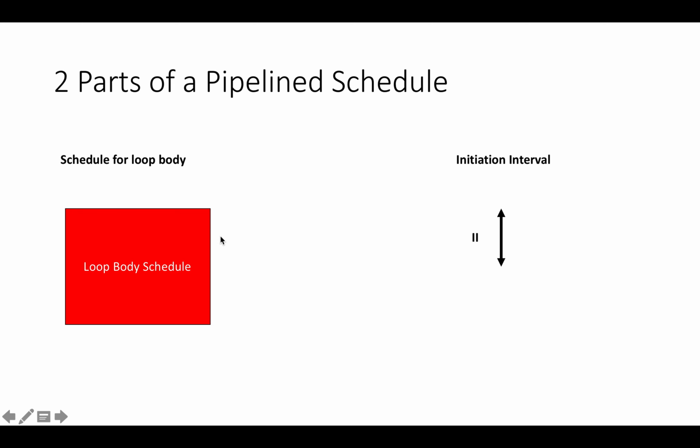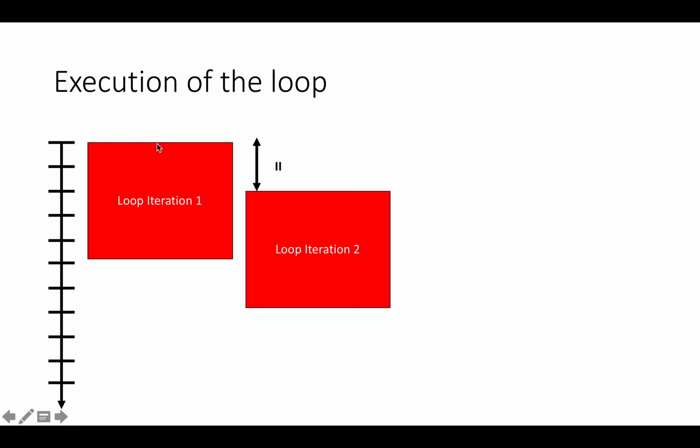And just to visualize this, we're really going to have two different things. We're going to have this red block, which represents the loop body schedule, and I've left it opaque because we don't know what the loop body schedule is yet, we don't know what the arrangement of instructions in it is. And then we're going to have some distance, the initiation interval, which is going to be an integer value between 1 and some number. That's going to be the distance between starts of the loop. And the execution of the loop is going to look something like this. Just like we saw in earlier diagrams, we're going to start loop iteration 1 in cycle 0, and then II cycles later, we're going to start loop iteration 2, and then loop iteration 1 is going to finish, and then II cycles after that, loop iteration 2 is going to finish. So the question is, how do we compute the loop body schedule, and how do we compute the initiation interval?